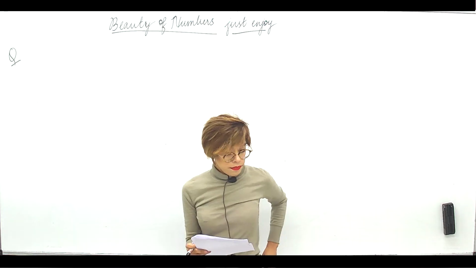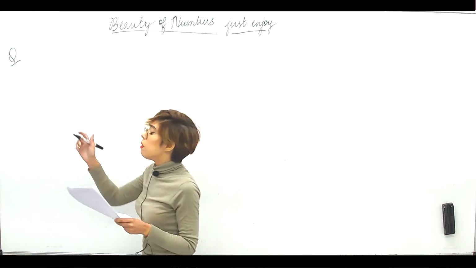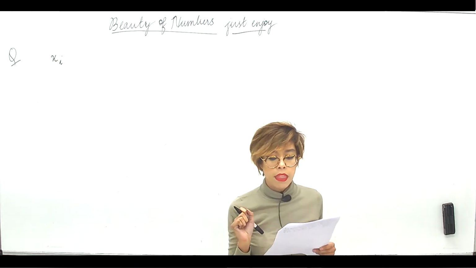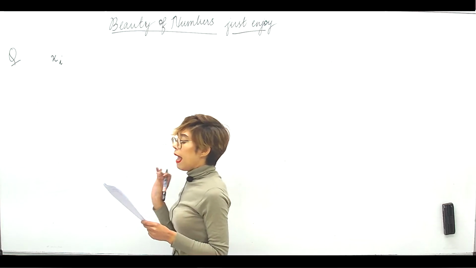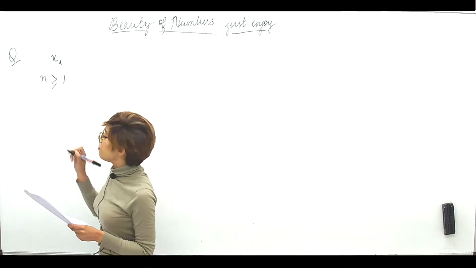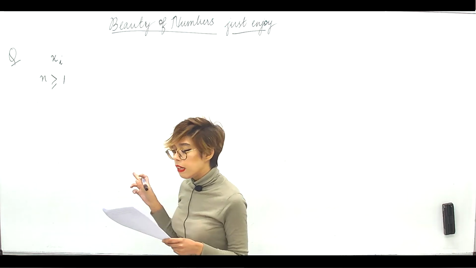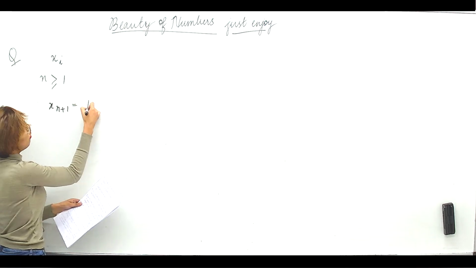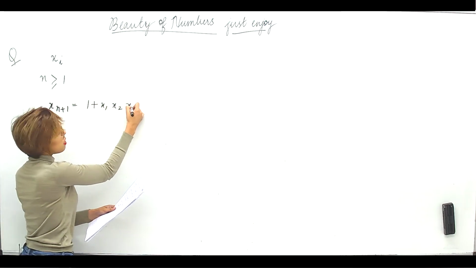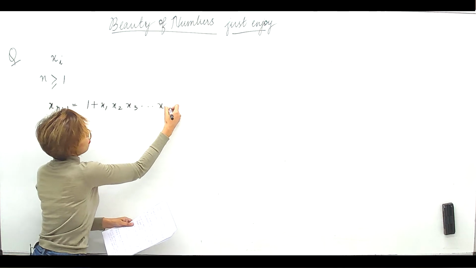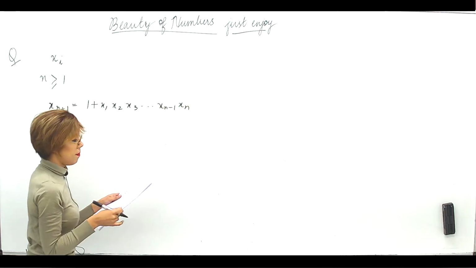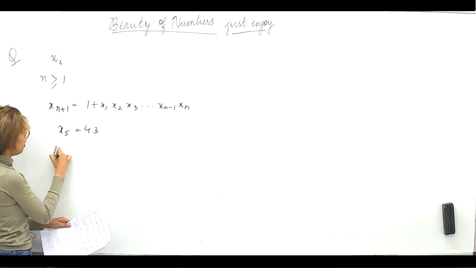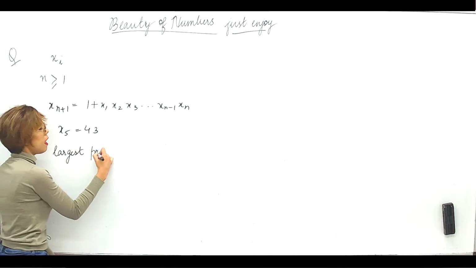Right. So write on the next one. Let xi be a positive real number, and for every integer n greater than or equal to 1, let x_{n+1} be equal to 1 plus x1, x2, x3, and so on till xn. If x5 is equal to 43, then what is the largest prime factor of x6?